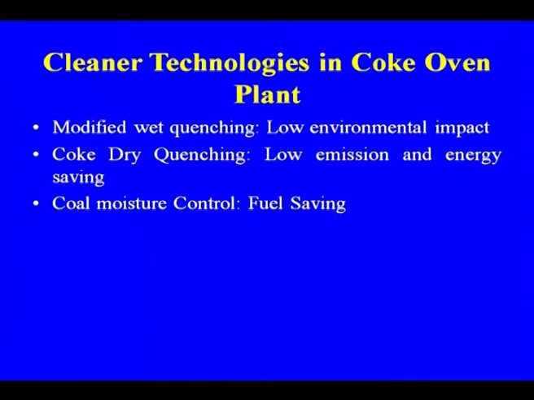These are: modified wet quenching, low environmental impact; coke dry quenching, low emission and energy saving; coal moisture control, fuel saving, because if the moisture is high, that moisture has to be driven out, so fuel is lost. If you have moisture control, then fuel saving will be there. Also, a high pressure ammonia aspiration system for control of charging emission, modern leak-proof doors for minimization of door leakage, and advanced technology for desulfurization of the coke oven gas.